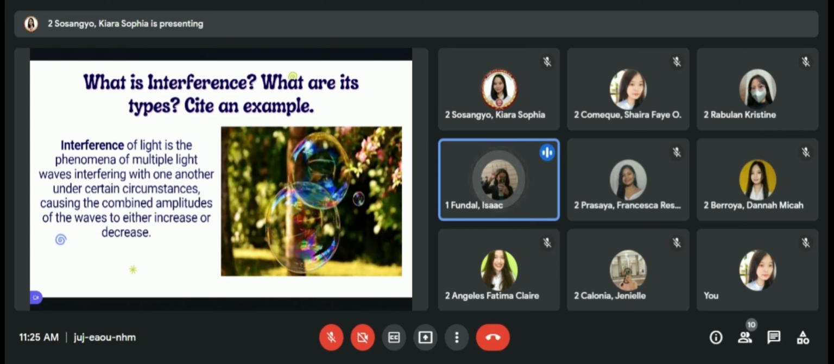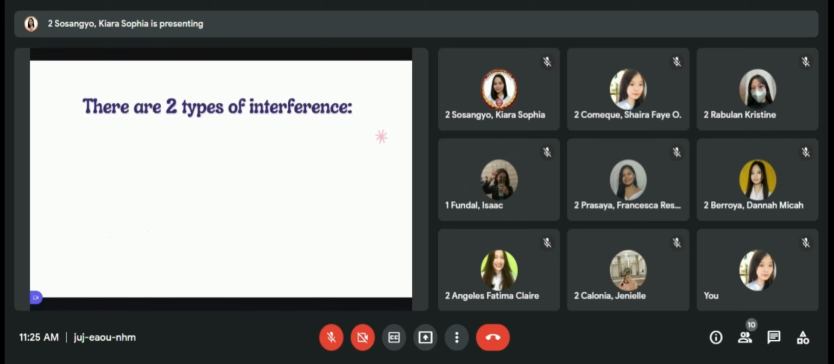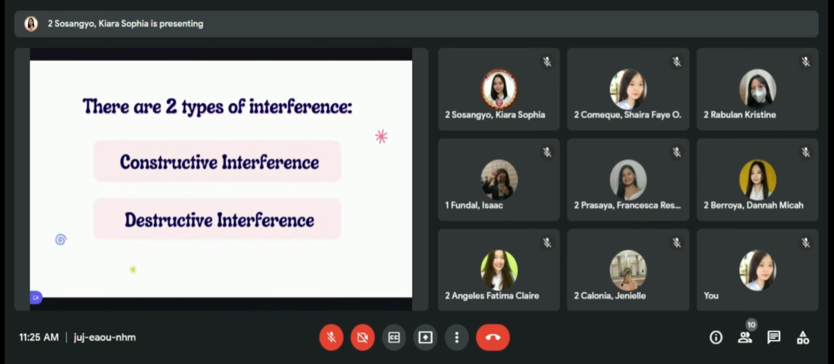And when two bubbles collide and then pop, they cancel each other's light out, and that's what we call destructive interference. These are the two types of interference, the destructive and the constructive interference.